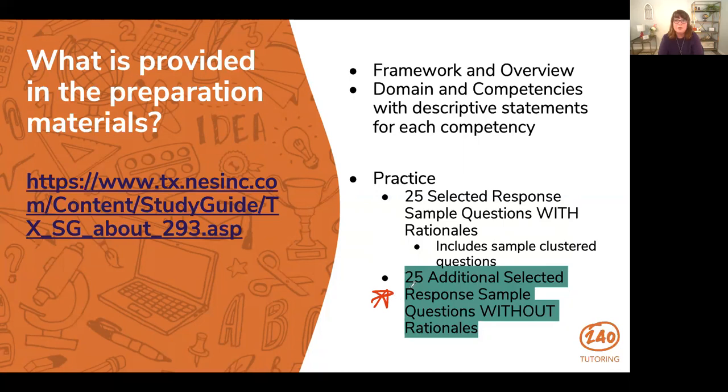So that's what I'm going to try to help you with. Over the next 5 weeks, we are going to look at the 25 questions that do not have rationales. Week 6, we'll be looking at the constructed response, or the CRQ question. So we're going to work through all the selected response first, and then we'll go to that CRQ.